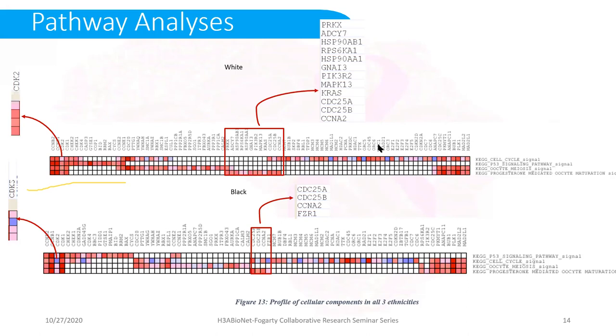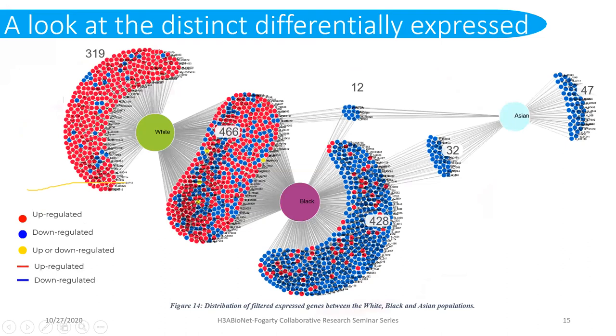Now, looking into differentially expressed genes, we tried to identify genes that were distinctive to various populations. That's the white, the Black, and then the Asian population. So this diagram here shows the grouping of the topmost differentially expressed genes in all our groups. And then this portion here in the middle, between the white and then the Black populations, shows the genes that were differentially expressed in both the Black and then the white population. Now, looking into the white population, we find that the genes that were distinctive to this group were mainly upregulated. And then on the other hand, we find the genes distinctive to the Black group being mainly downregulated. For the Asian group, we identified that all the differentially expressed genes identified were actually downregulated.